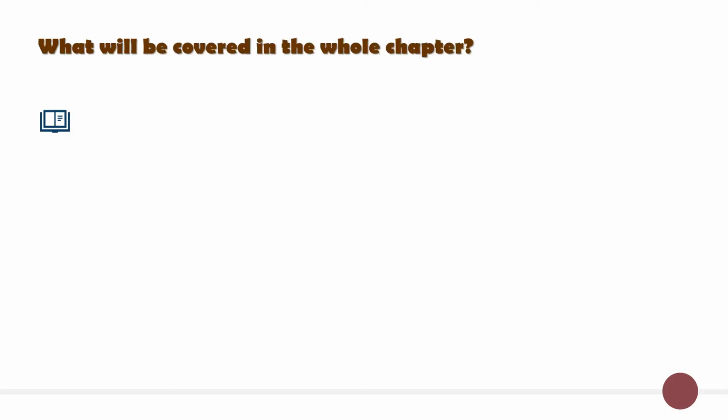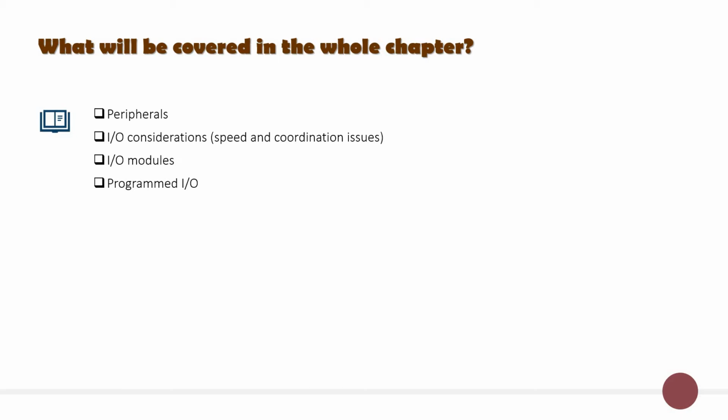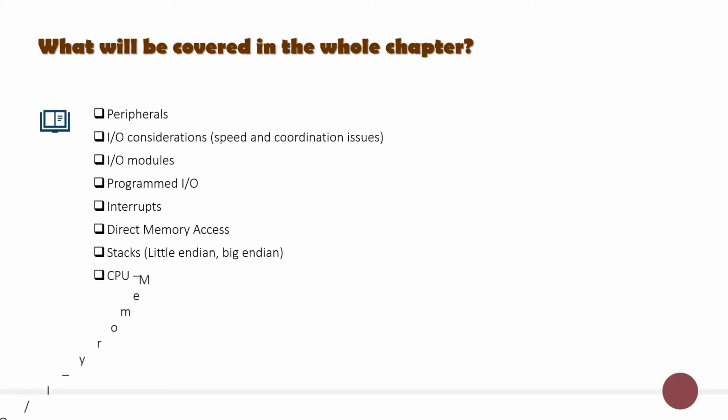What will be covered in the whole chapter? Peripherals. I/O considerations, speed and coordination issues. I/O modules. Programmed I/O. Interrupts. Direct memory access. Stacks, little endian, big endian. CPU, memory, I/O architectures, bus architecture, channel architecture.